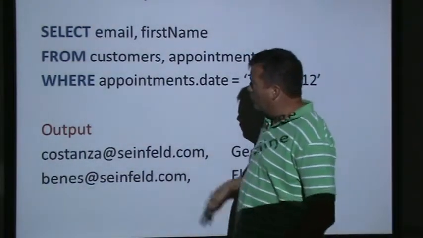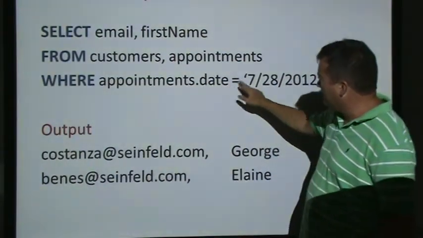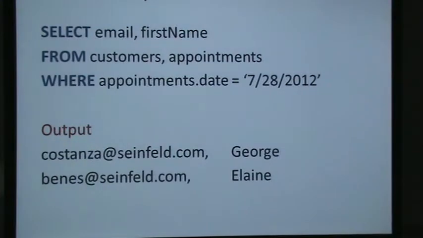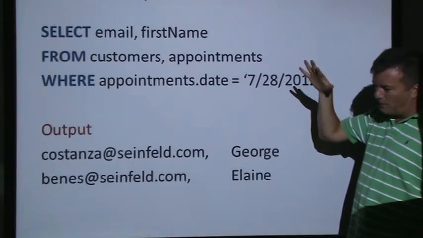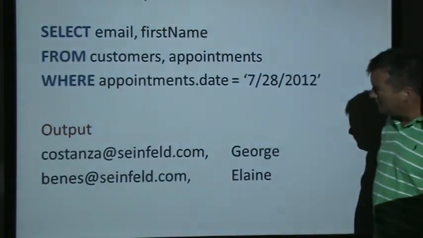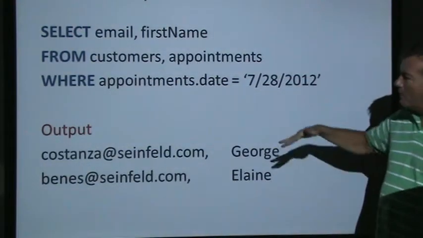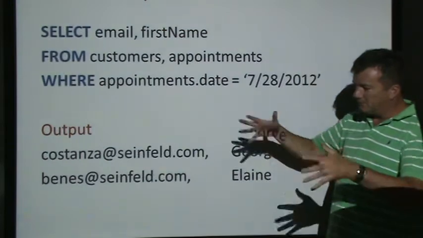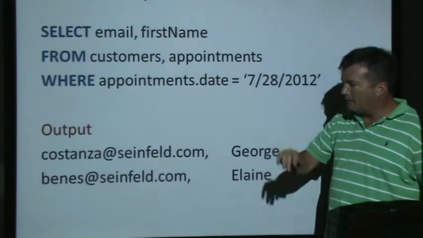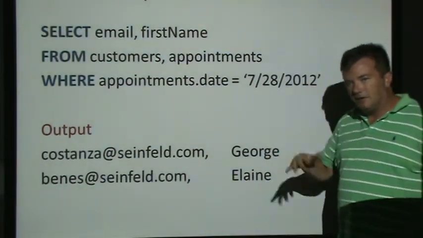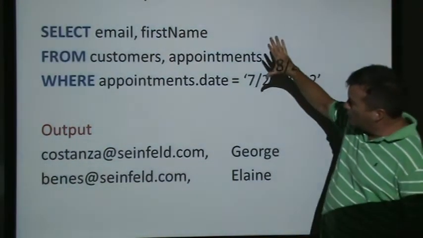But these two tables will have something in common so that we'll know that this customer maps to this appointment. And then we could say something like where the appointments table might have a column called date, and the date equals a certain date. So let's say we had a website and we wanted to know all the customers who have an appointment for today because the building's on fire and we want to send them an email saying they can't come in for their appointment. So we might want to run a report. We might want to ask the database, give me all the people who have an appointment today. I need their email address and I want their first name so I could say, dear so-and-so, your appointment's been canceled. So we would query the database.